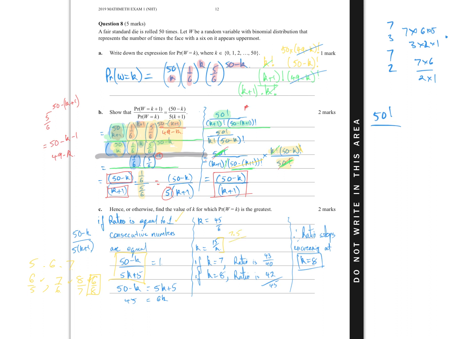So it's somewhere between 7 and 8, isn't it? So if I check my numbers, if I put k equal to 7, the ratio is 43 on 70, so it's increasing. And if I put k equal to 8, the ratio is 42 on 45, which becomes decreasing. So it stops increasing. So at k equal to 8, that's going to be the highest value of W equal to k. All right.